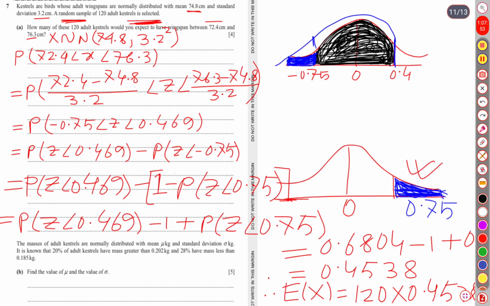The masses of adult kestrels are normally distributed with mean mu kg and standard deviation sigma kg. It is known that 20% of the adult kestrels have mass greater than 0.202 kg, and 28% have mass less than 0.185 kg. Find the value of mu and the value of sigma.